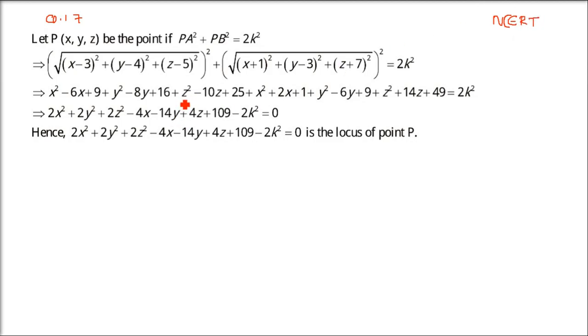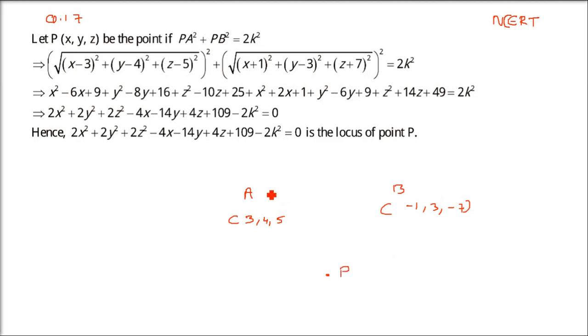So find the locus of P if PA square plus PB square equals 2K square, where A and B are the points (3, 4, 5) and (-1, 3, -7). So here we have a point A, which is this one. B point is (-1, 3, -7). So don't worry about these points, just worry about the concept, because this question will come again and again.